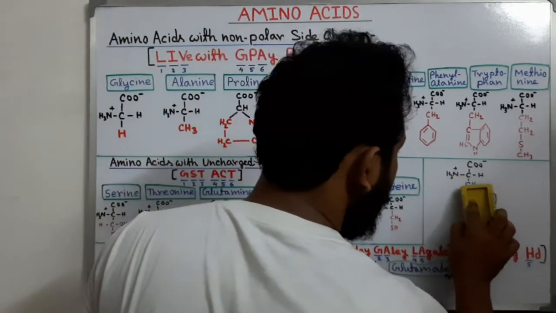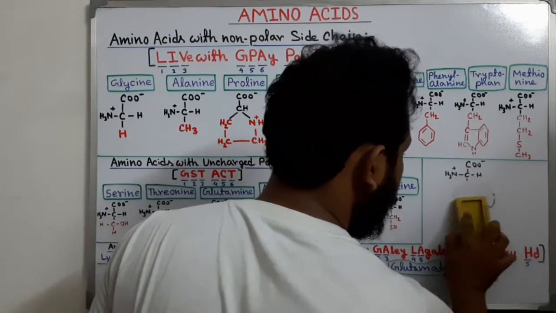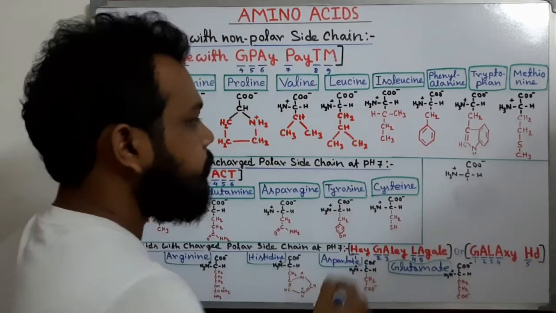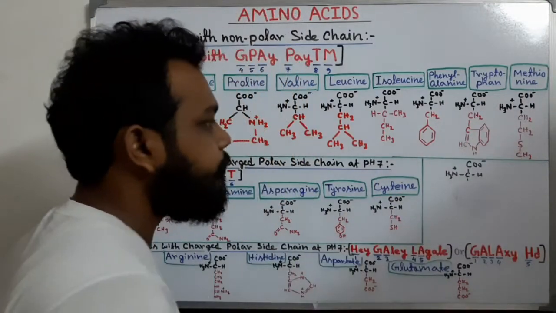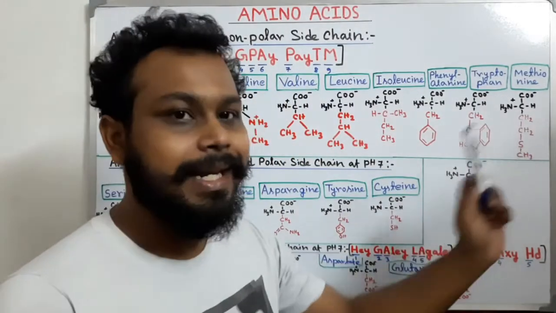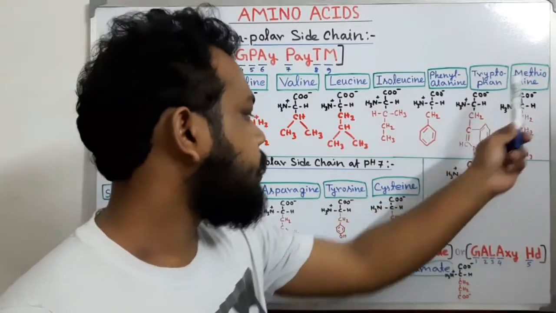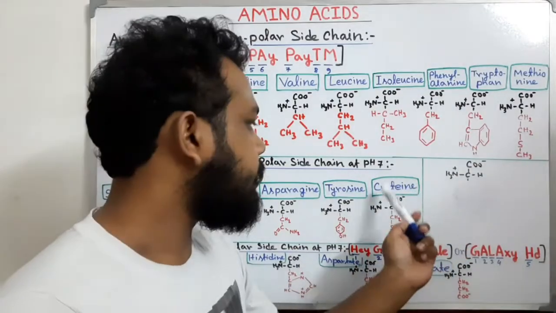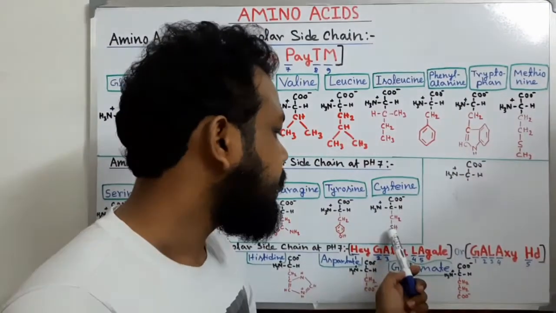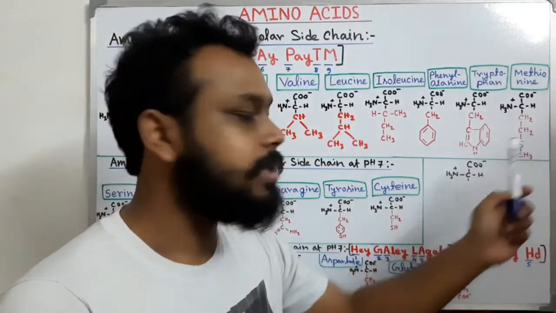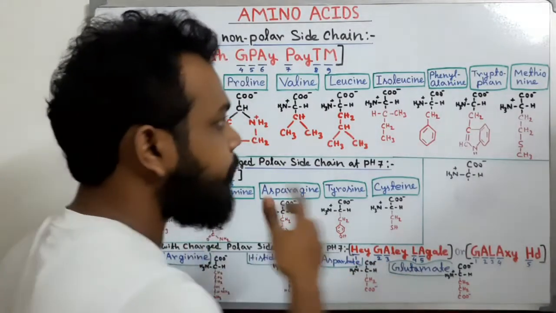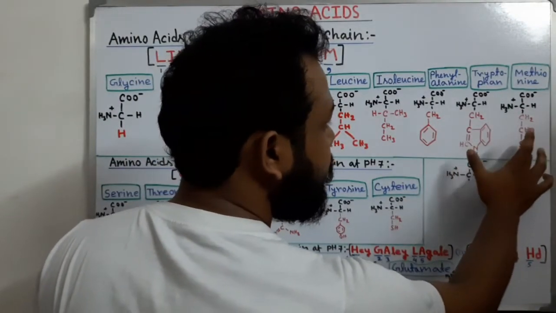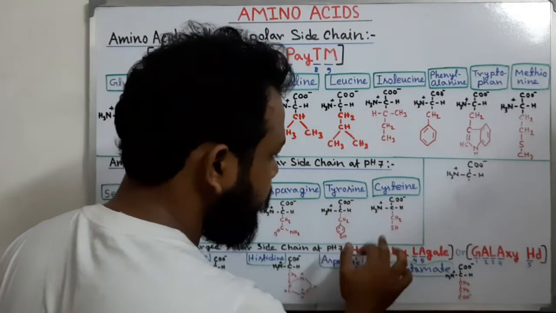How to draw or how to remember the side chain of methionine. Methionine and cysteine, these two amino acids have only the sulfide group in their side chain. The sulfide group present in methionine has no polarity because it is present in the middle, but cysteine has polarity because it is free.